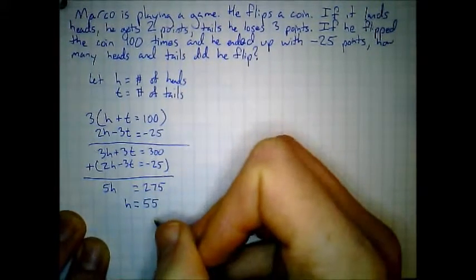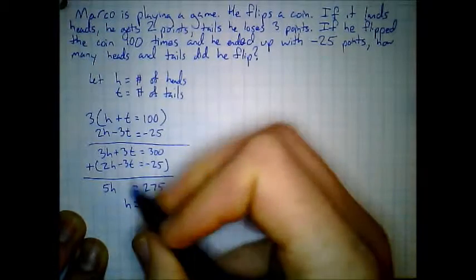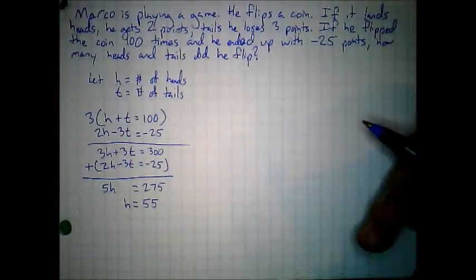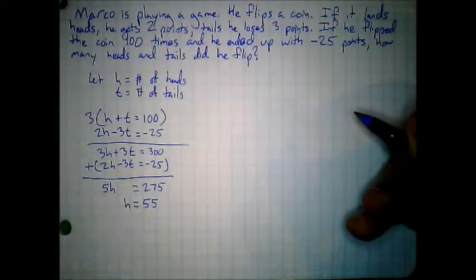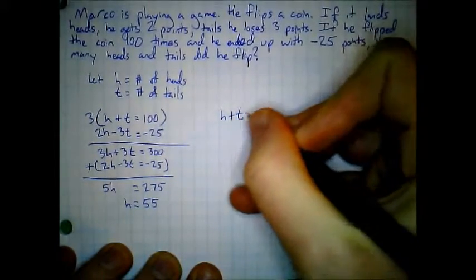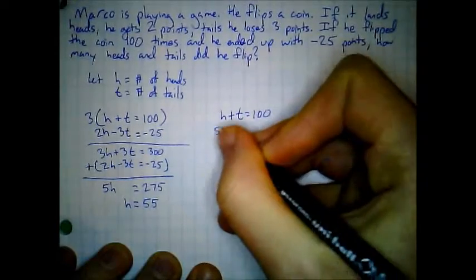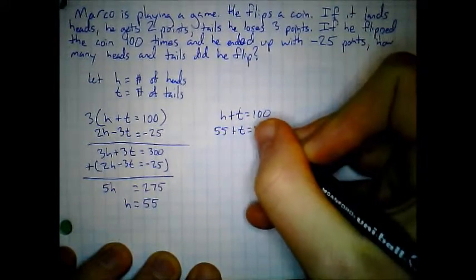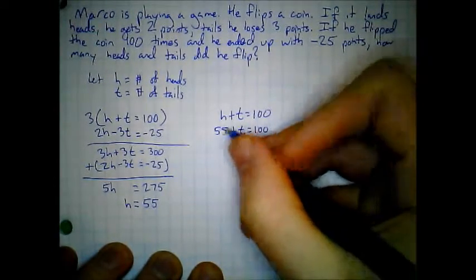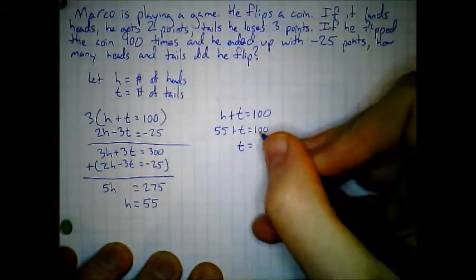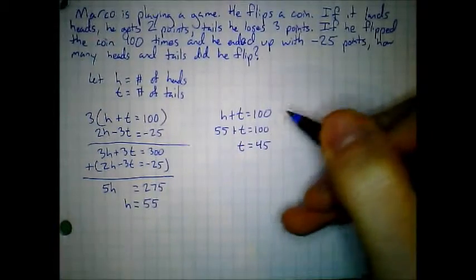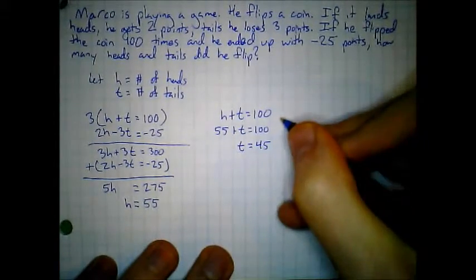Again, we want to make sure we remember what we just did. We found that the number of heads he flipped is 55. So now we need to figure out, if he flipped 55 heads, how many tails did he flip? We're going to start with our easy equation. If he flipped a total 100 times and he flipped 55 heads, that just means the rest of the flips have to be tails. So we're going to do 100 minus 55 and get 45. If you flip 55 heads, he had to flip 45 tails because altogether he flipped 100.